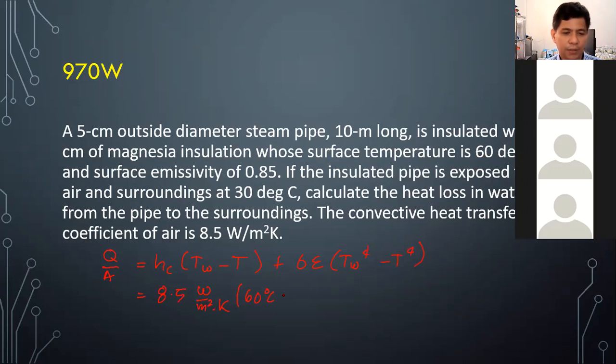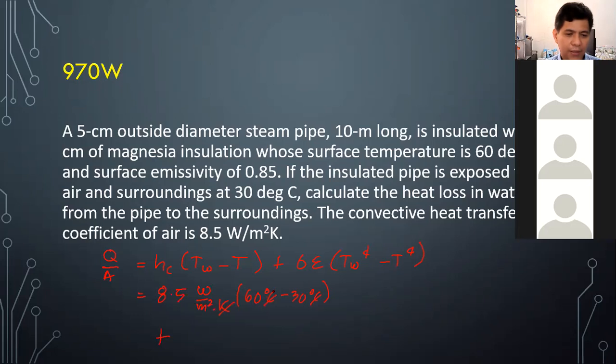This is in degrees Celsius minus 30 degrees Celsius. Alam niyo naman, di ba? You can cancel out Kelvin and degrees Celsius pag range. No, magka-cancel out lang yung conversion. Okay. So let's continue to the radiation part of the equation.